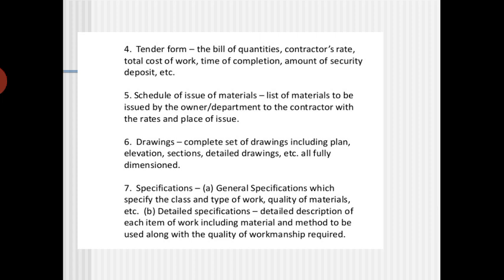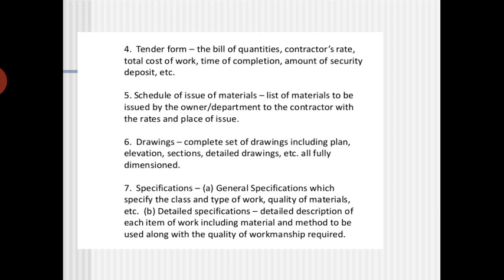Then schedule of issue of materials. So a list of materials which you are procuring, issued by the owner or the department to the contractor, with the rates and the place of issue. Where you are going to issue, the place of issue you have to tell. Then drawing has to be completed. I already said what kind, whether it is a structural drawing or just a layout of the plan, that has to be supplied during the tendering process.